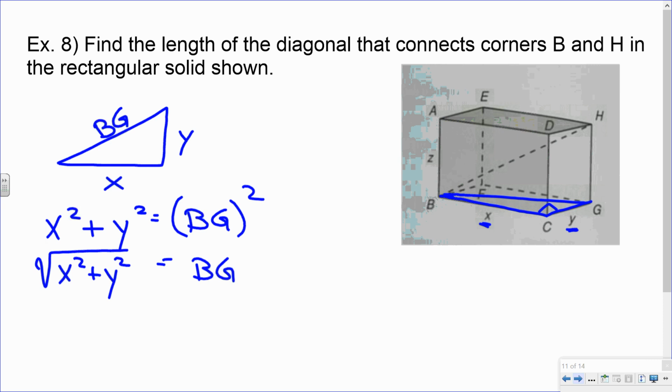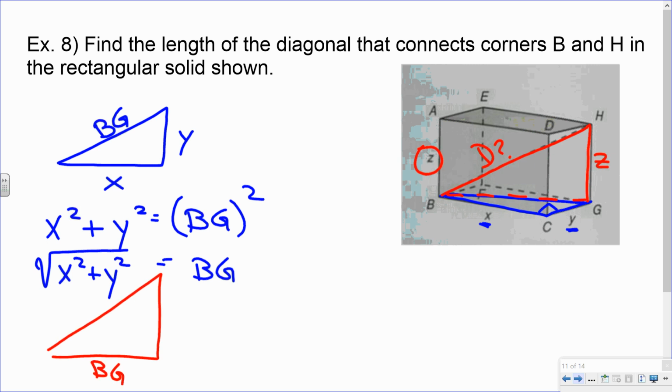So if I know how long that is now, and I'm trying to get this diagonal from B to H, I also have a right triangle right here. I just figured out how long BG is. If this height is Z, this height is also Z, and here's the part I'm trying to find. So if I draw that triangle, I have, this is the BG that I just found. This is Z, and here's the D I'm trying to find.